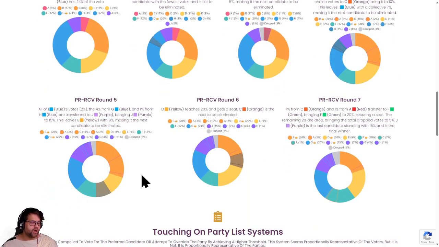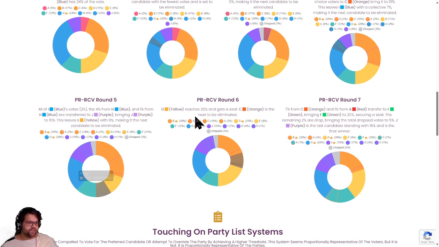So in the 5th round, all of I's votes, 2%, and 4% from G and 1% from H are transferred to J. This is because of how the voters voted in the simulation. There's no specific reason for why it was those specific percentages. We are moving them along to show you how they move. So they are transferred to J, bringing J to 15%. This leaves E, which is yellow, with 9%, and making them the next candidate to be eliminated.